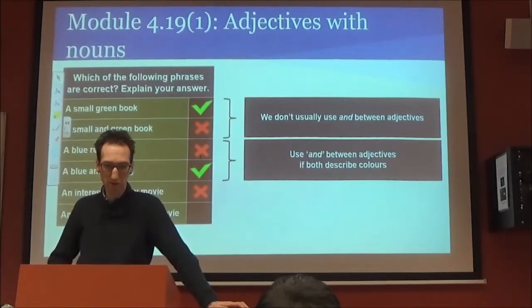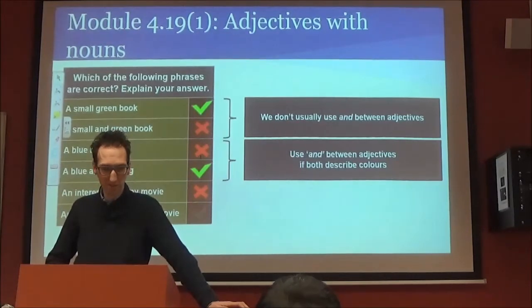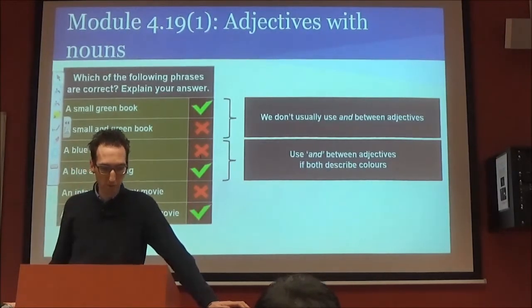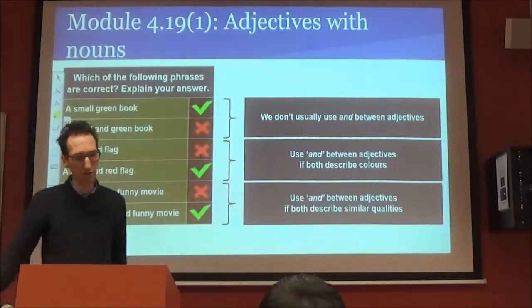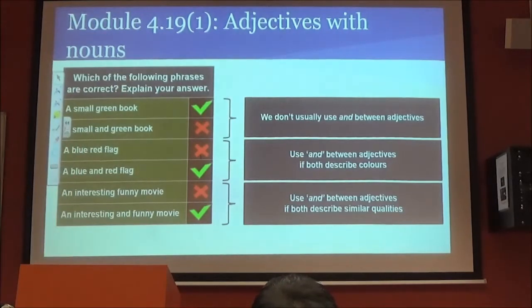And so you see, an interesting funny movie is incorrect, and an interesting and funny movie is correct. Why? Because these two adjectives describe similar qualities. And quality means, what are you saying about a noun? Quality doesn't just mean whether something is good or not. That's the usual meaning of quality. In grammar, quality also means the description.